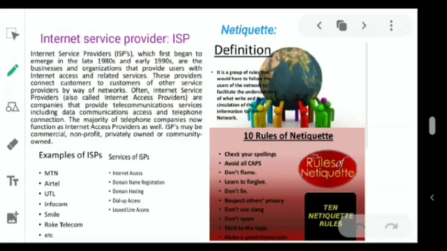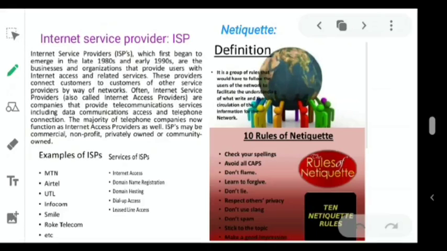Now coming to the next topic, that is internet service providers. An internet service provider, or ISP, usually provides customers with access to the internet. ISPs started at the end of the 1980s and provided connection to the internet, both for homes as well as for businesses. ISPs follow a hierarchical scheme, divided into local, regional, national and global ISPs.